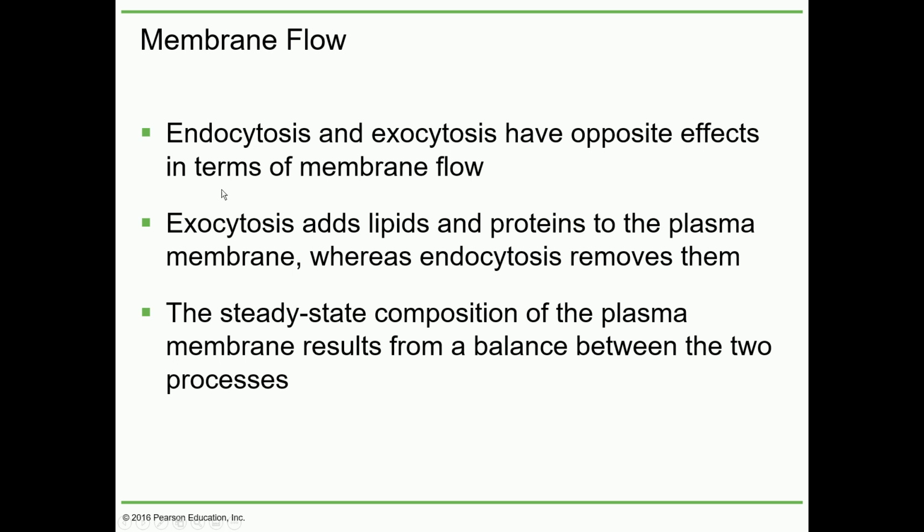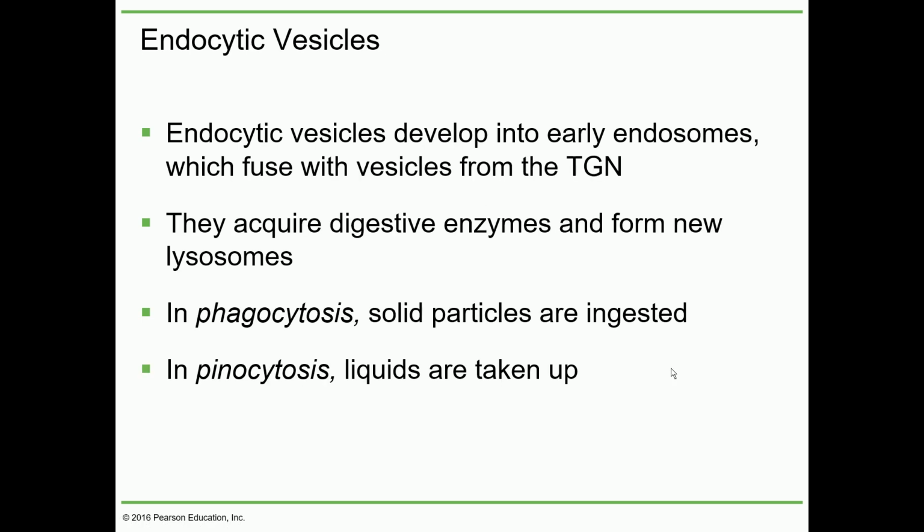Exocytosis and endocytosis have opposite effects in terms of membrane flow. Exocytosis adds lipids and proteins to the plasma membrane, whereas endocytosis removes them. And the steady state composition of the plasma membrane results from the balance between the two processes.